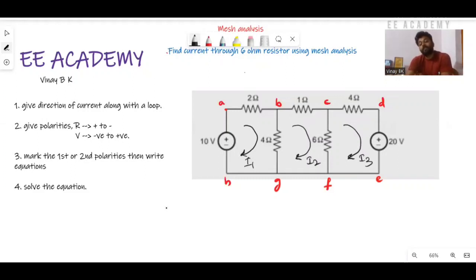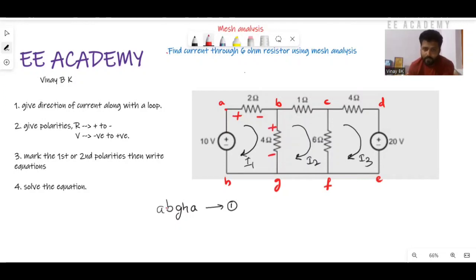Based on the direction and loop of the current, you can observe the first loop is A, B, G, H, A, loop 1. I gave the direction of current. Similarly, you can mark the polarity based on this. Now the current is flowing from A to B, so plus to minus. Similarly B to G, plus to minus.